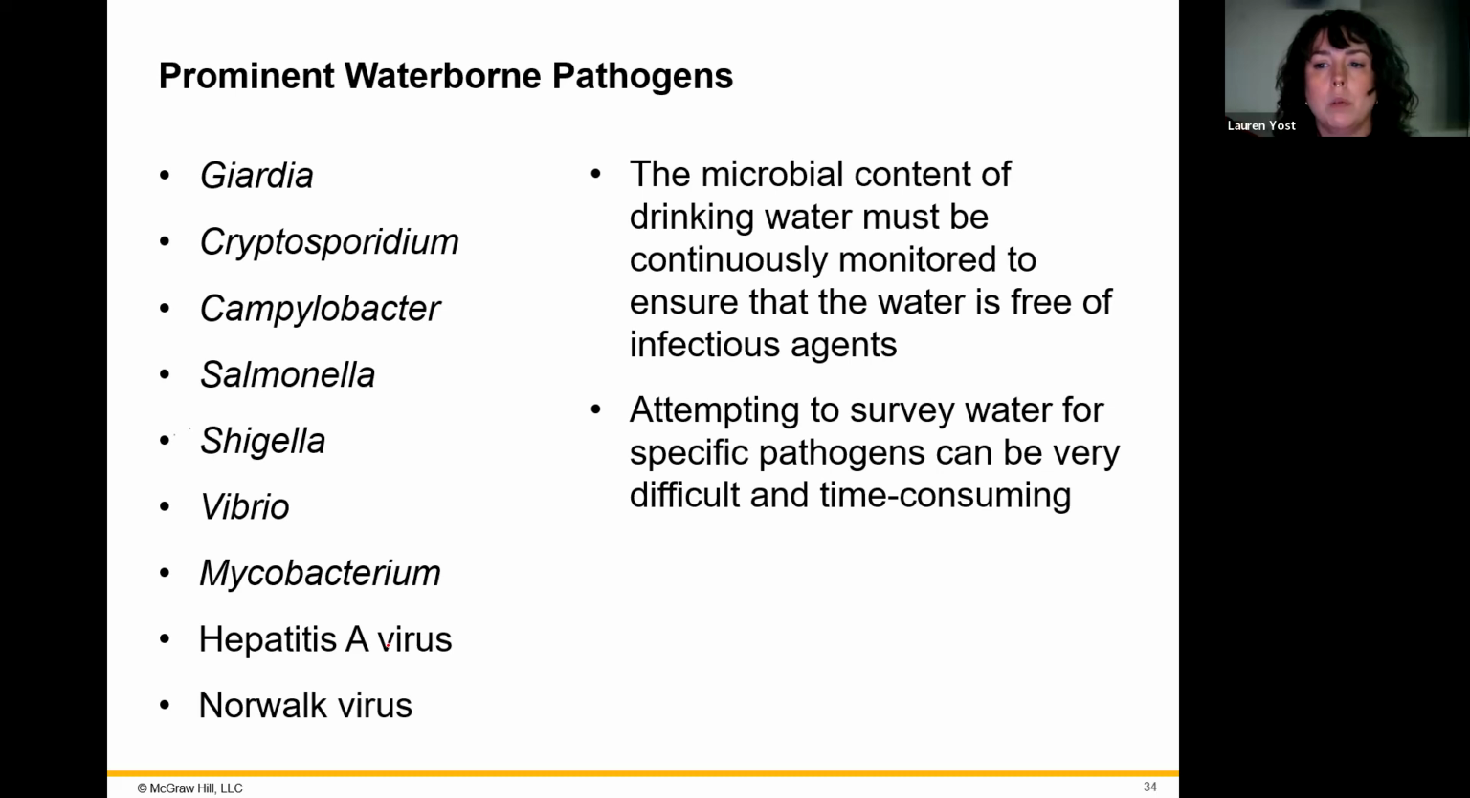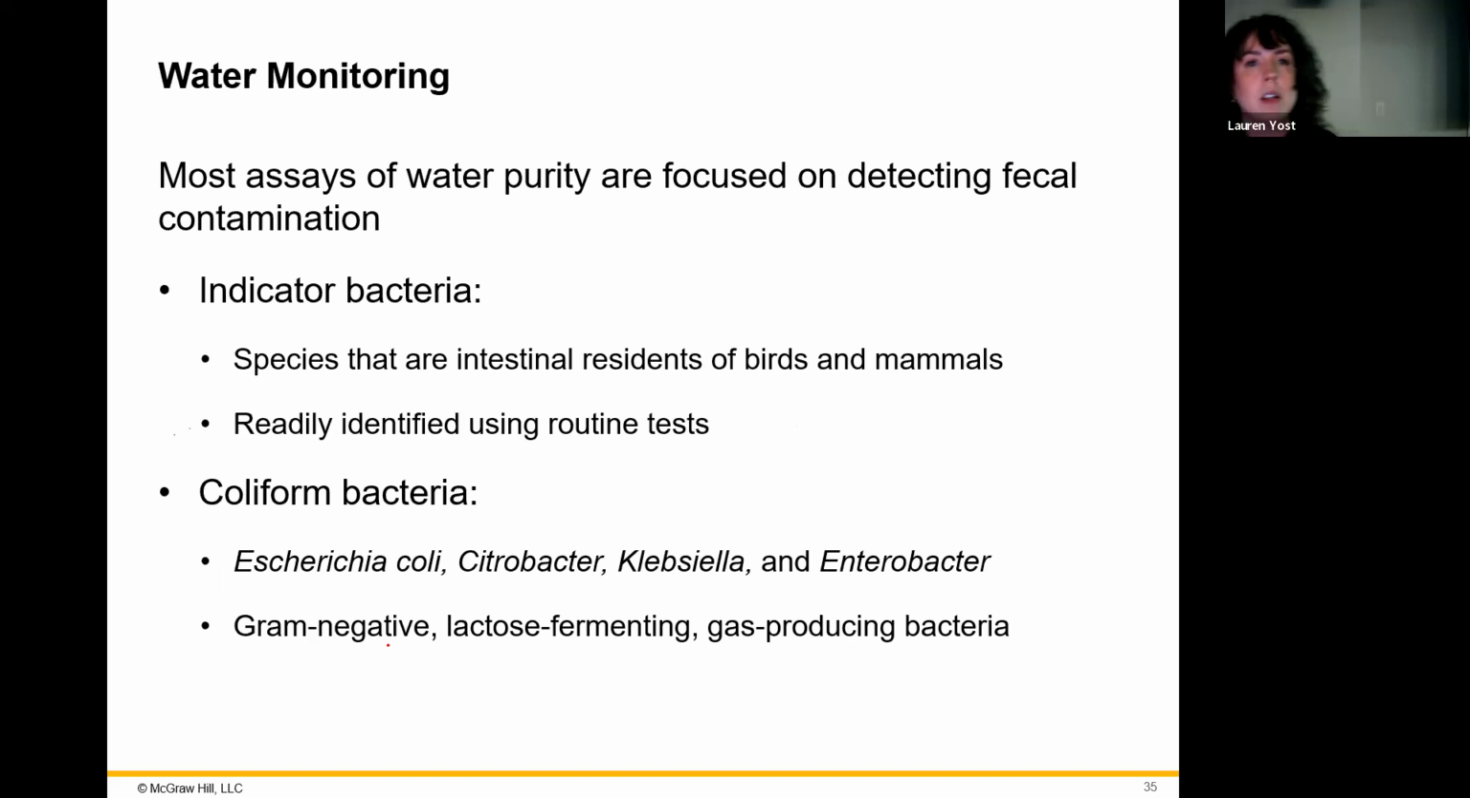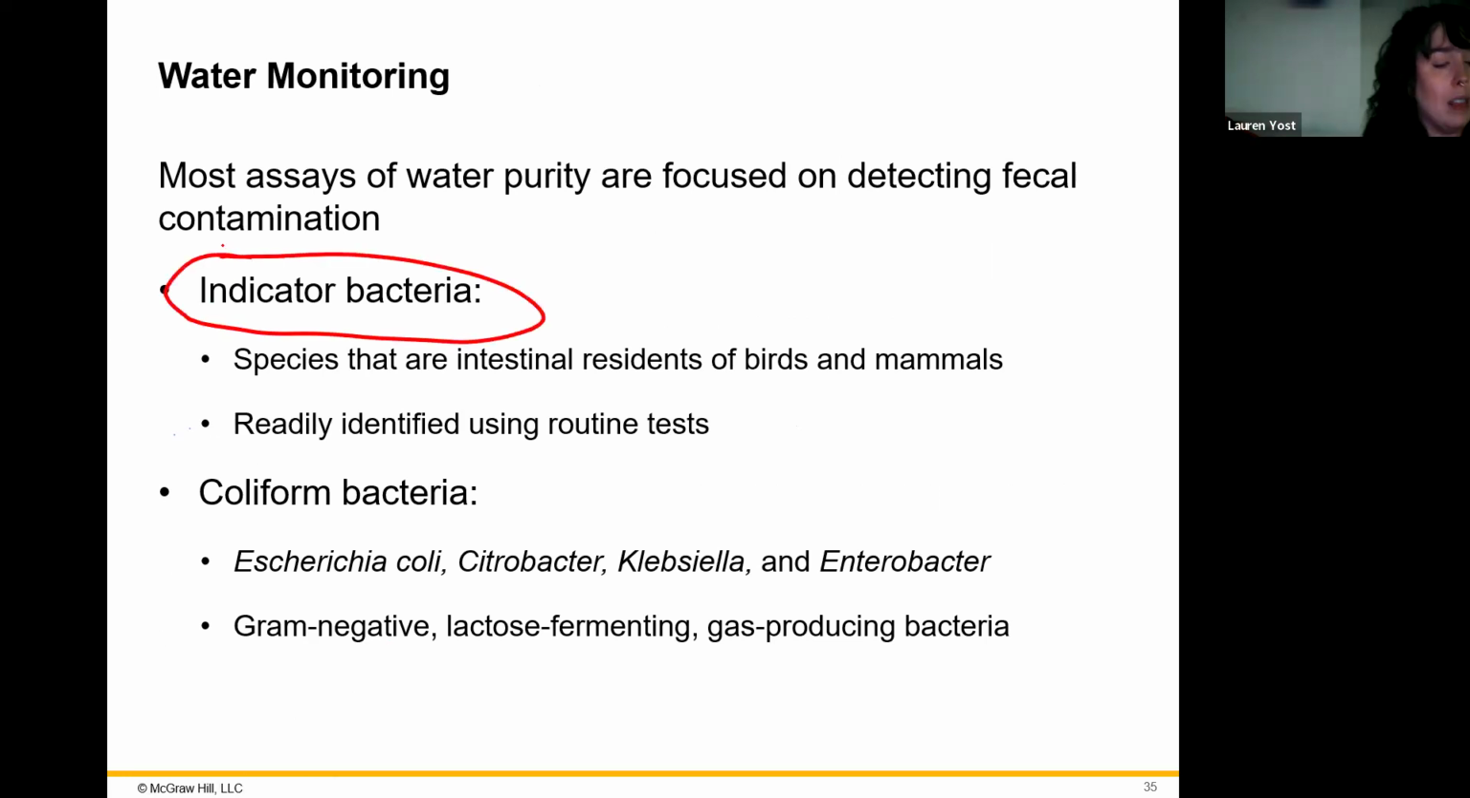Okay, so that's a concern. So we need to monitor for these things, but we can't necessarily just monitor for those things because there are quite a lot more than that, right? That could cause illness. So we look for indicator bacteria, things that we know would be present in the intestines of birds and other mammals, including people, that we will identify using routine tests for those organisms. If they pop up in certain amounts, then we assume that the bad guys do too, even if they're not popping up. Okay. So these are called coliform bacteria.